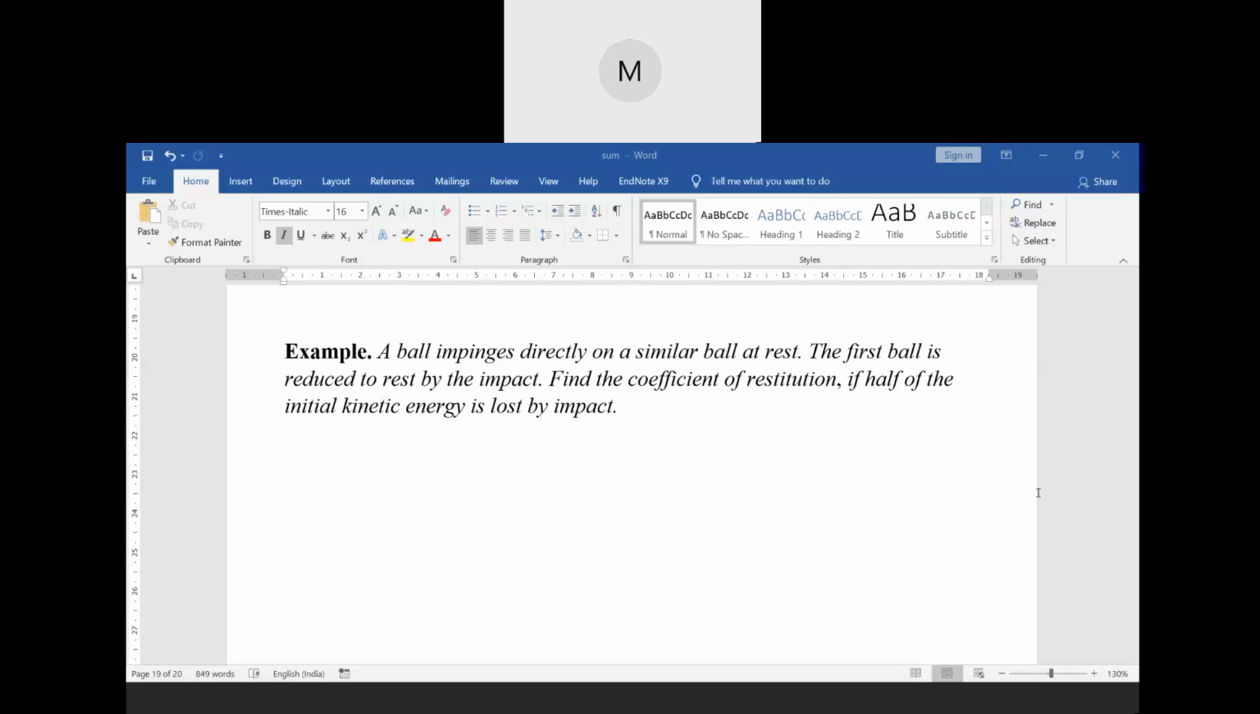Someone asked me if e equals 0.5, is it elastic or inelastic? Now e equal to 0.5 will be in between elastic and inelastic. So you just have to write that it is in between both elastic and inelastic, if e equals 0.5.